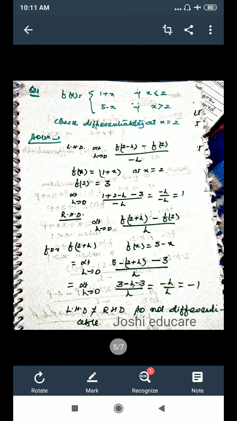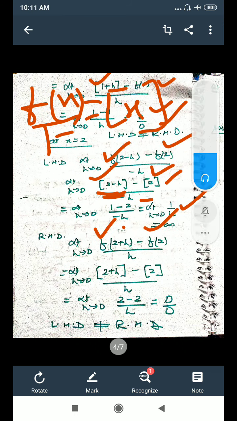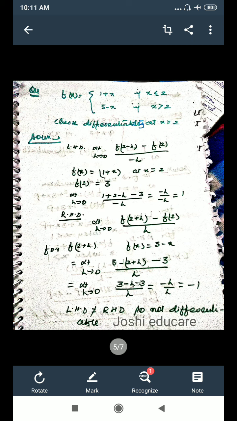Come to the next question. This is a slightly different type of question. In this you see your function is defined separately: at x less than equal to 2 it is defined 1 plus x, and x greater than 2 it is defined x.